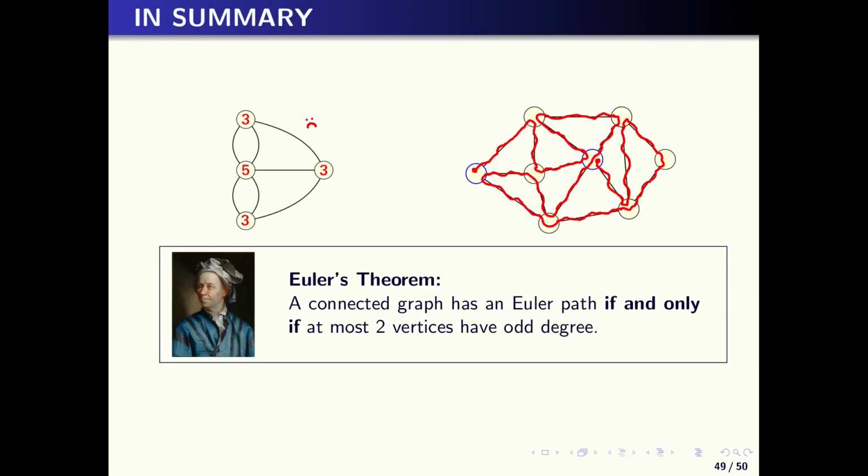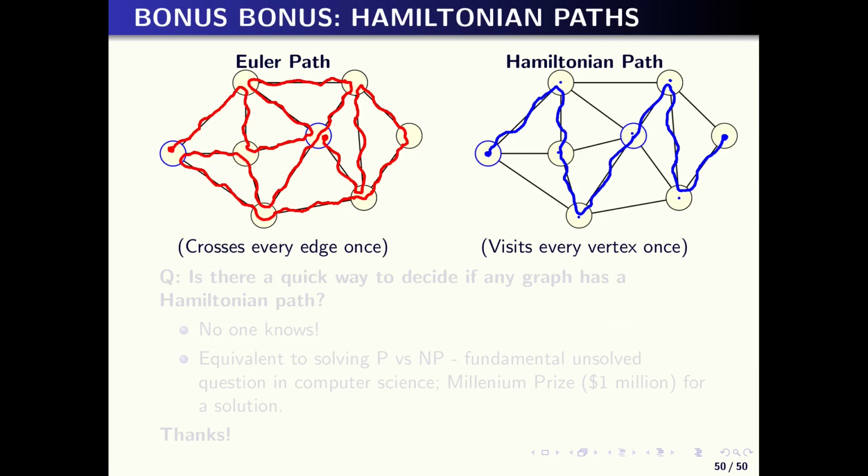So that's Euler's theorem. A connected graph has an Euler path if and only if at most two vertices have odd degree. One of my favorite theorems from graph theory, and I hope you understand a little bit about why it's true now. But the other thing I'd like to mention in the last slide is there's a sister concept to Euler path called a Hamiltonian path. An Euler path is one that visits every edge exactly once, but a Hamiltonian path is one that visits every vertex exactly once. And a fun open question you might like to try and answer is, is there a quick way to decide if some graph has a Hamiltonian path?